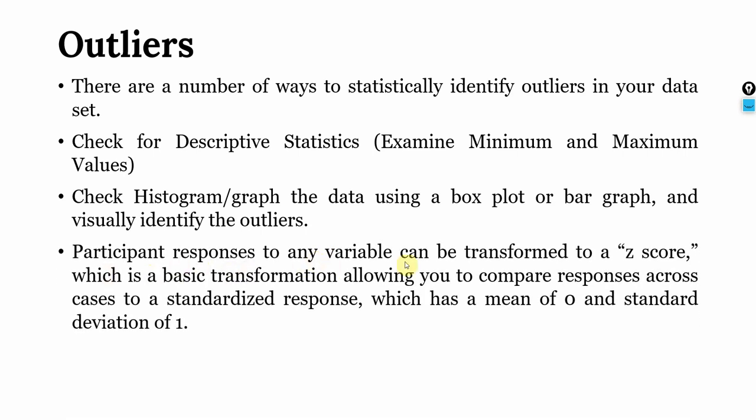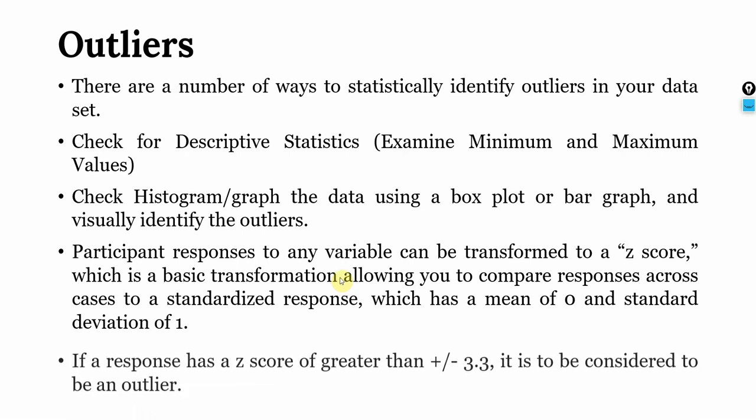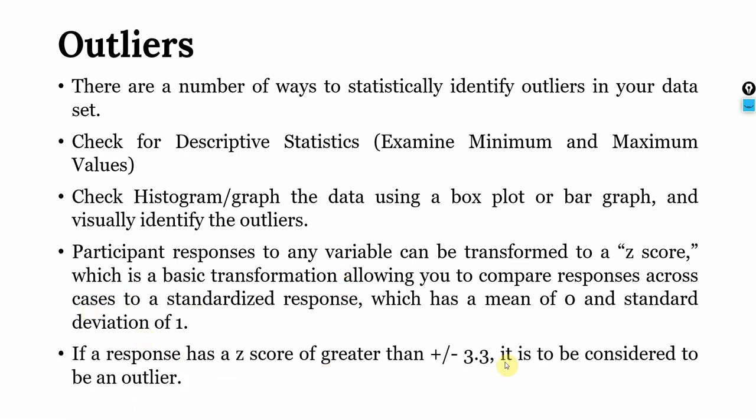Participant responses to any variable can be transformed to a Z-score, which is the basic transformation allowing you to compare responses across cases to a standardized response, which has a mean of 0 and a standard deviation of 1. So you can transform the participants' responses to a Z-score, and that can highlight the outliers as well. If your Z-score is greater than plus or minus 3.3, it can be considered an outlier.